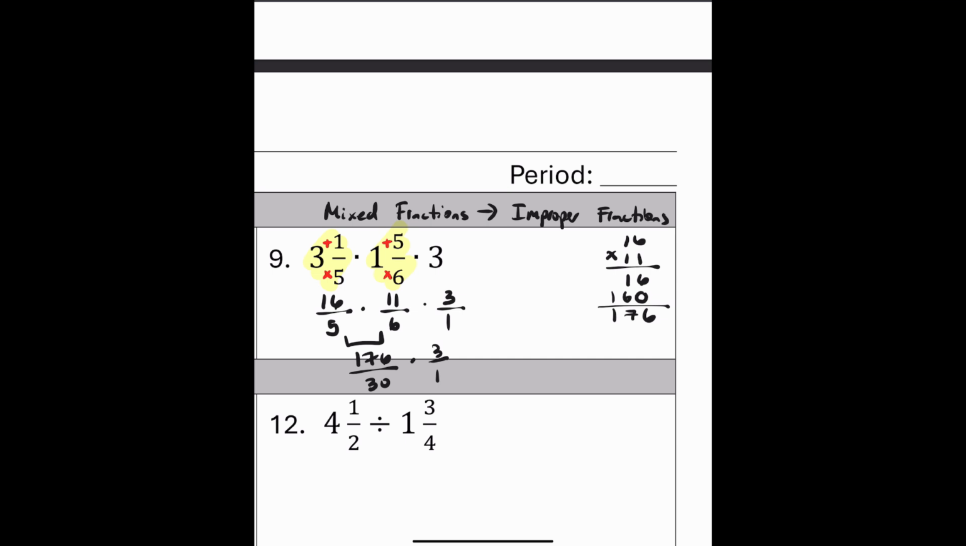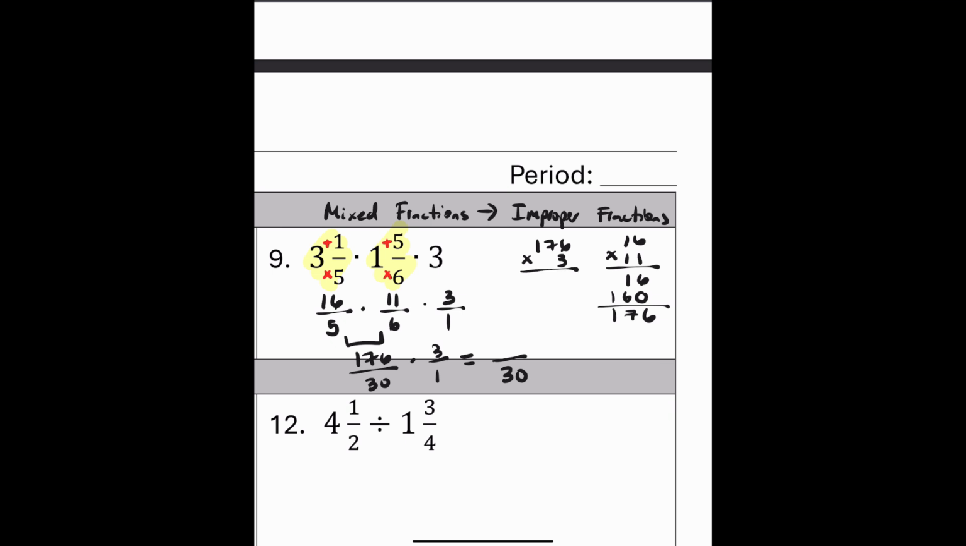So I'm just breaking these down into pieces. We still have 176 divided by 30 times 3 over 1, all right? We're still multiplying across, but the bottom should be easy because 30 times 1 is just 30, and we have 176 times 3.